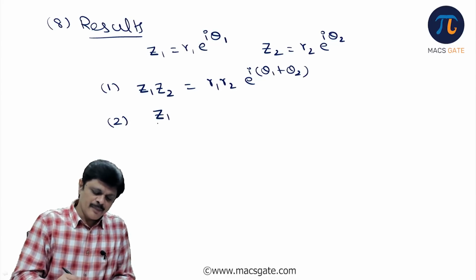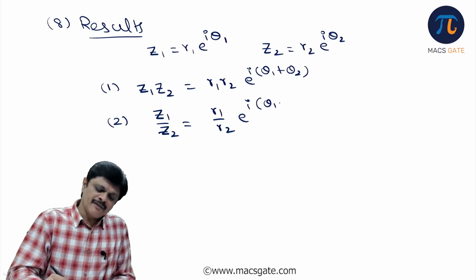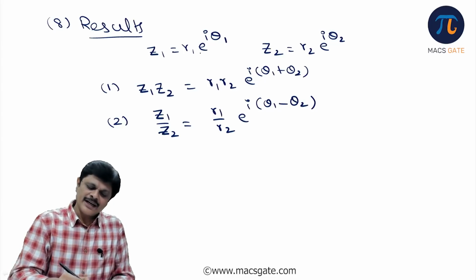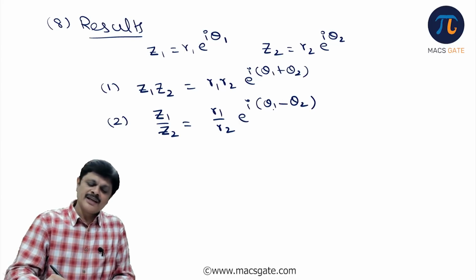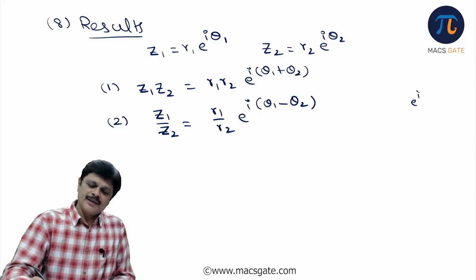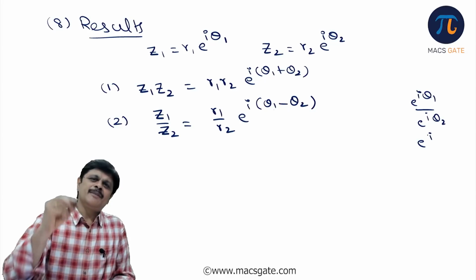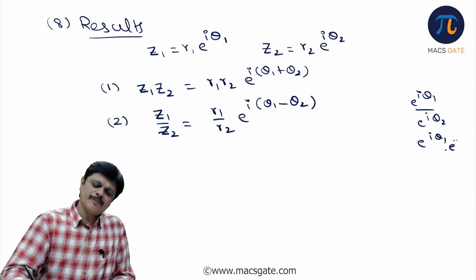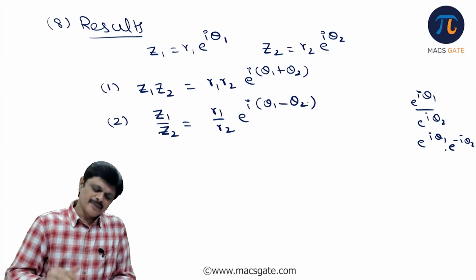And Z1 by Z2 can be written as R1 by R2 into e power i (theta 1 minus theta 2). Because when you write R1 by R2 into e power i theta 1 by e power i theta 2, that can be written as e power i theta 1 into e power minus i theta 2. That is nothing but e power i (theta 1 minus theta 2). Is that clear?